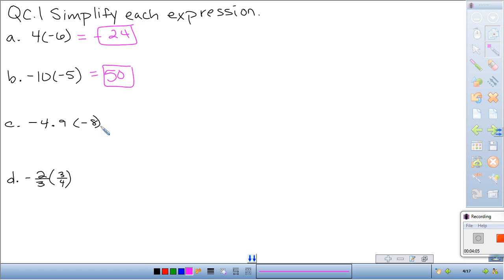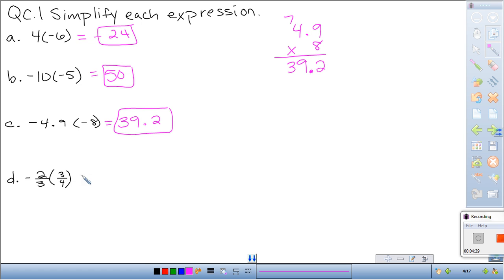Here they have different signs. Negative 4 and 9/10 times negative 8, they have the same signs, so our answer is going to be positive, and I'm going to multiply this off to the side. 4 and 9/10 times 8. 8 times 9 is 72, carry the 7. 8 times 4 is 32, plus 7 is 39. We have one number behind the decimal, so I have one number behind the decimal. Since they're both negative, my answer is positive 39 2/10. Remember that when they have the same signs, both negative or both positive, your answer is always positive. And if they have different signs, then your answer is negative.